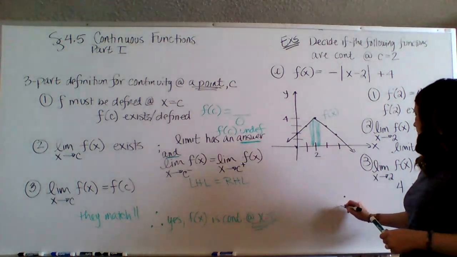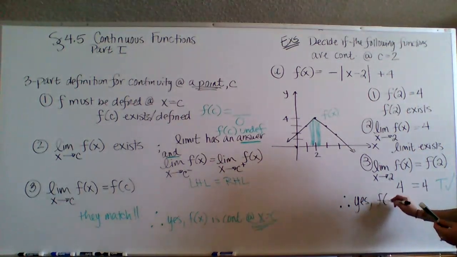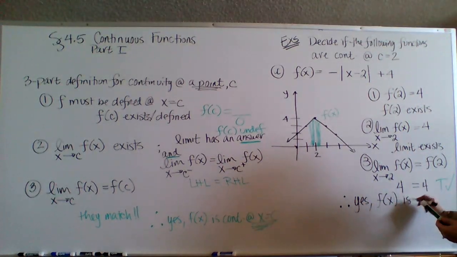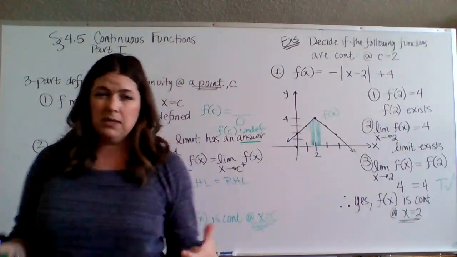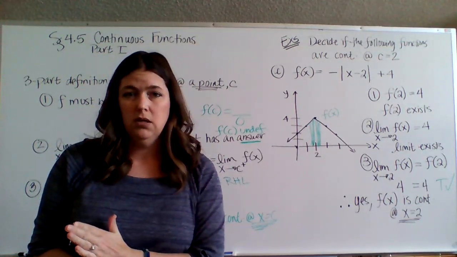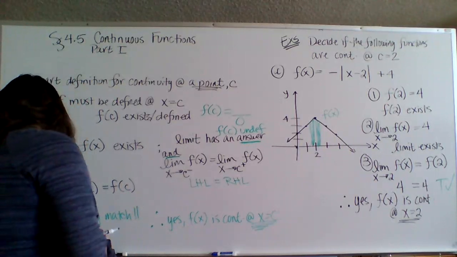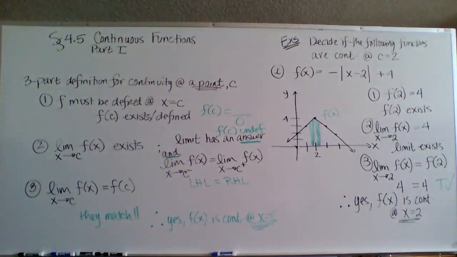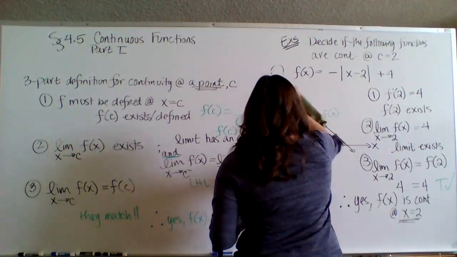So on this problem, therefore, yes, f of x, because that was how our function was defined, is continuous at x equals 2. You have to restate the particular c value you were testing, because you might have something that's not continuous everywhere, but it's continuous at the certain point you just did your 3-part definition on. So part A, everything's cool, all 3 parts are met, and the notation looks good, and we're moving on to part B.